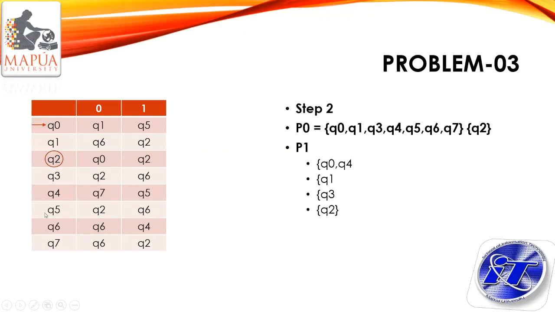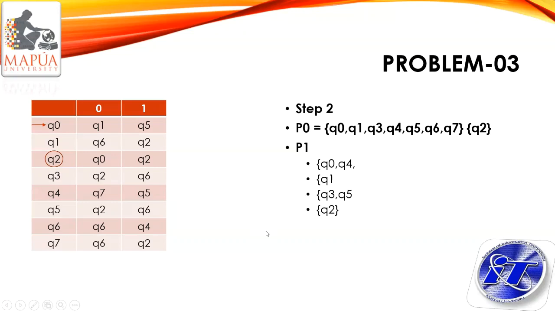Now let's proceed with Q5. Q5, when it encounters 0, goes to the final state, which is Q2. Which among the earlier states has this result, going to the final state when encountering 0? We have Q3. So there's a possibility that Q3 and Q5 are the same. Let's check 1. Q6, same group. Therefore, Q3 and Q5 have the same behavior, so they are grouped.